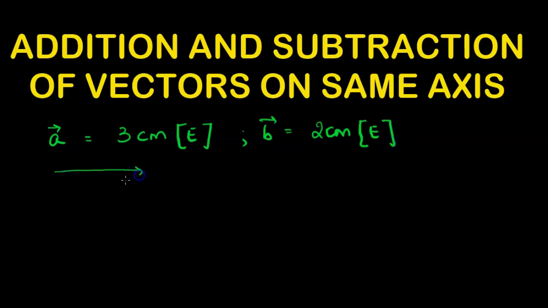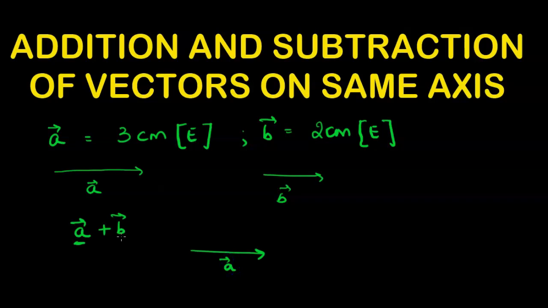How do we draw these vectors? Vector A would look something like this because we are drawing this in the east direction and the magnitude is assumed to be 3 centimeters. Vector B would look like this, smaller than 3 centimeters but in the same direction, east. Now whenever the question asks us to add vector A with vector B, remember, the first vector given is the first vector that will be drawn. So we will draw vector A again.